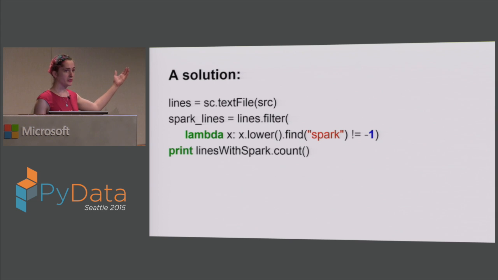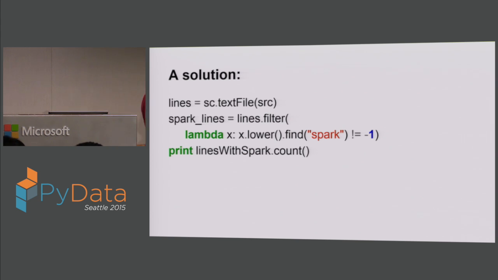This is one of many solutions. You can write your lambda function in different ways. And this will be in the IPython notebook as well if you want. So what we're doing is we're reading in our data, and then we're filtering for only the lines which contain the word Spark. And then we're calling count.